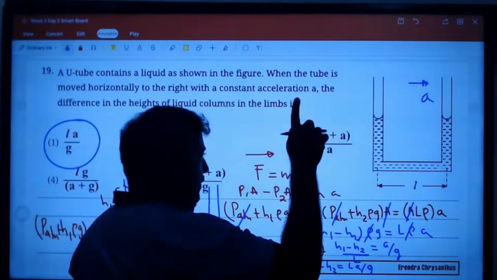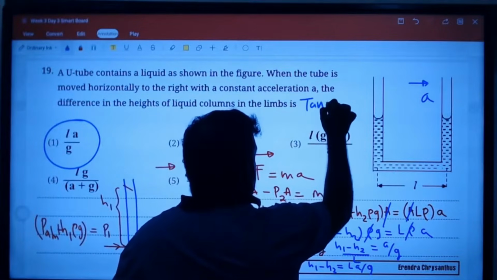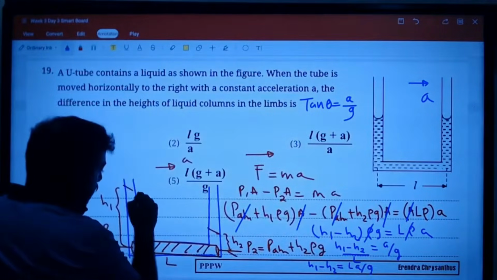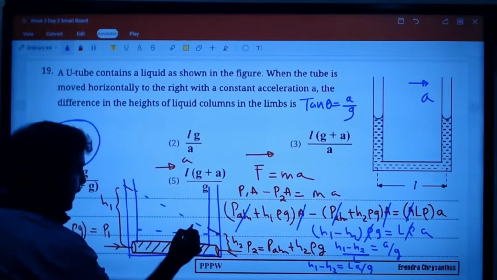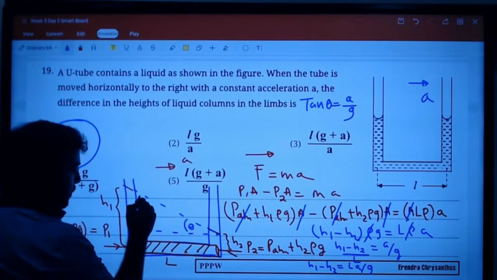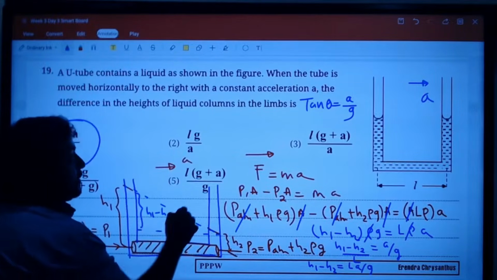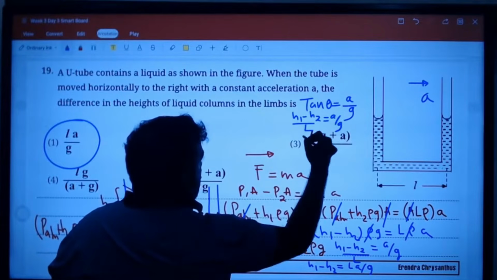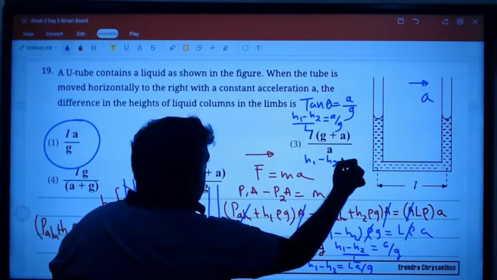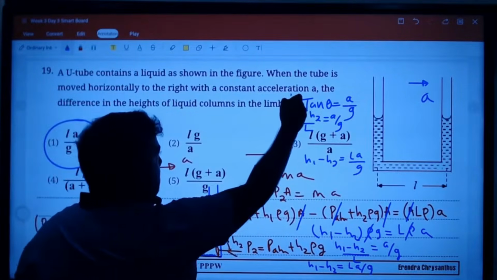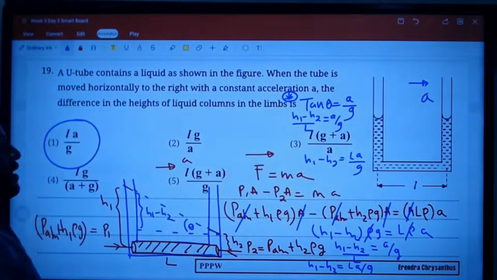For the ones who came from my daily class, I taught you a shortcut. Tan theta is a over g. Tan theta means, here you go, this angle here is theta. Tan theta is opposite over adjacent, and opposite is h1 minus h2. Here h1 minus h2 divided by L is a over g. First multiply, h1 minus h2 is L a over g. So if you don't know the shortcut, you can write this down. But these are shortcuts I have taught all the theory students who came to class.